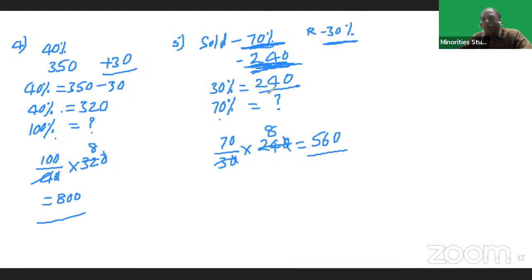If 30% is equal to 240, what is 70%? Down value by up value into right side value. That is one general formula. The down value is 70, up value is 30, into right side value 240. 0, 0 cancel, 3 ones to 3 eights. So 70 into 8 is 560. Okay.